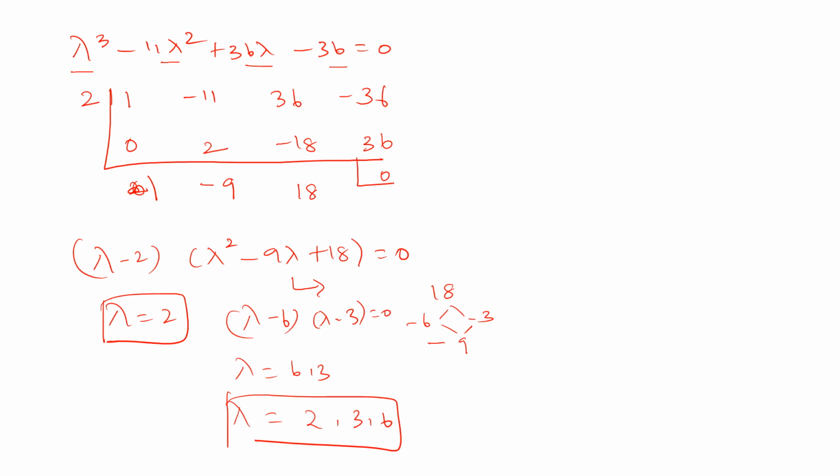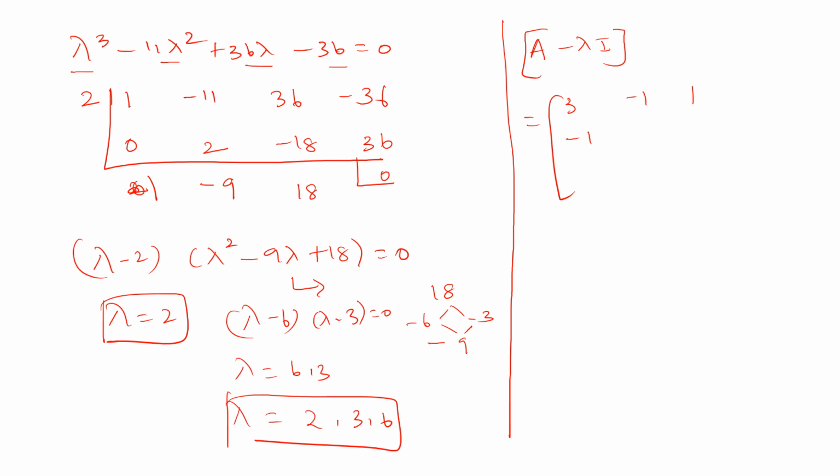So now the next step is to find the eigenvectors. For finding eigenvectors we need the matrix A minus lambda I, where the given matrix is 3 minus 1 1, minus 1 5 minus 1, 1 minus 1 3. From the diagonal you should subtract lambda. So that is the A minus lambda I matrix. We have to evaluate the eigenvectors one by one for each and every eigenvalue.